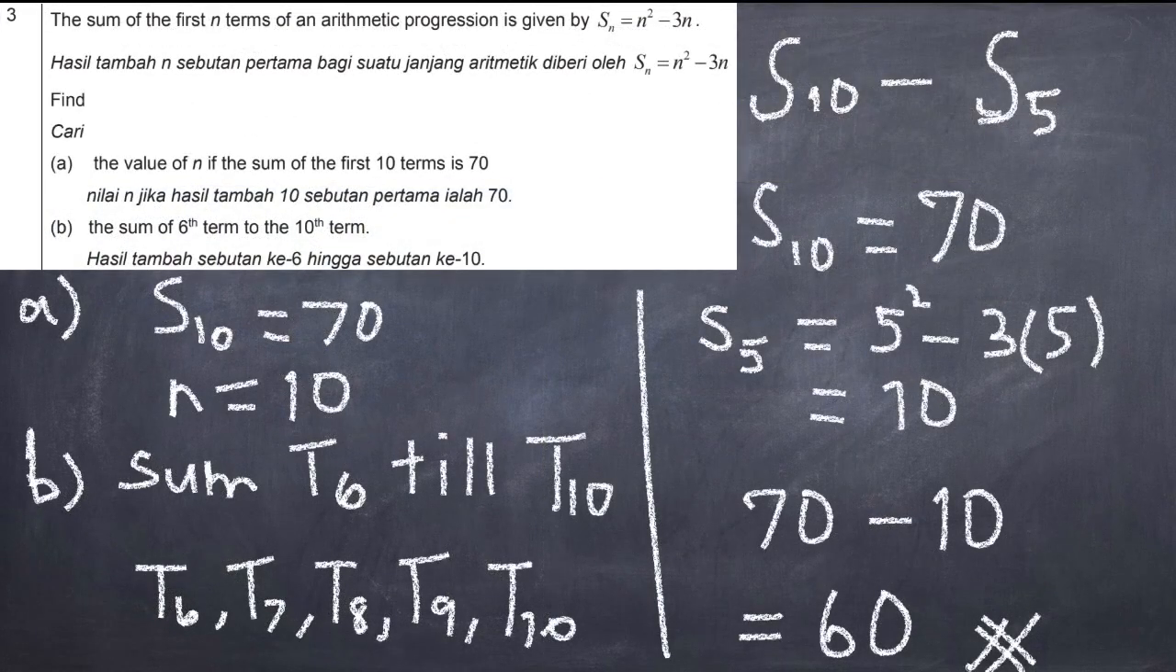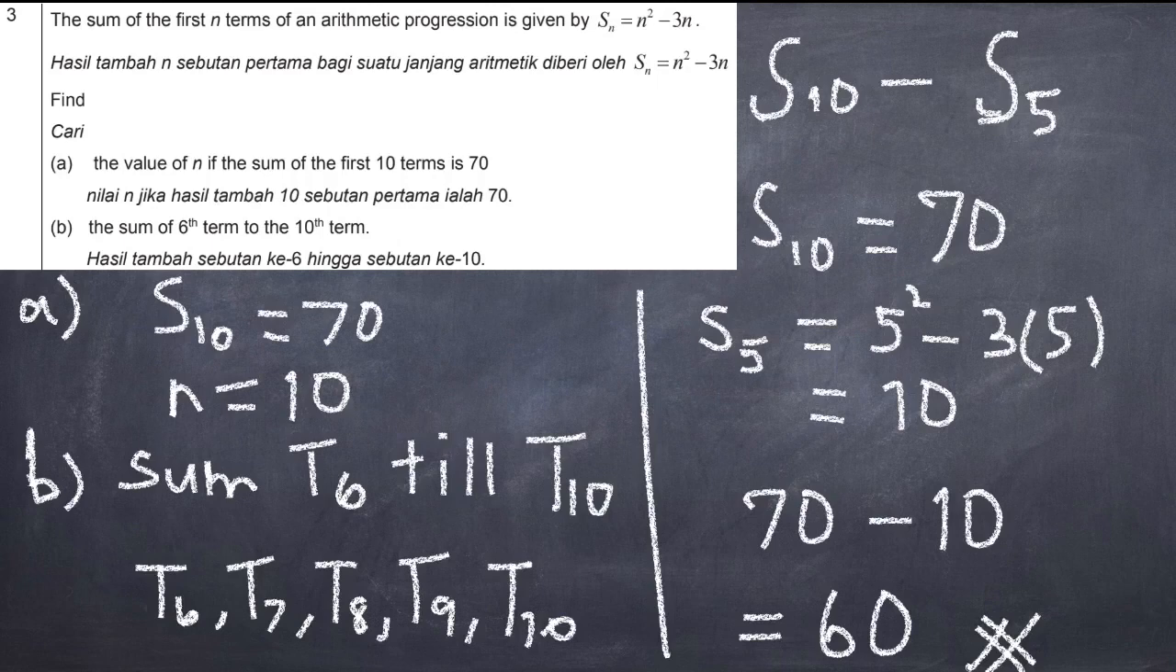Alright, question number 3, we have the sum of the first n terms of an AP given as S_n equals n² minus 3n. So the first question is a bit funny because it asks to find the value of n if the sum of the first n terms is 70. Obviously n will be 10 because it's given in the question. So the sum of the first 10 terms, n will be equal to 10, so there is no effort there, just simply n equals 10.